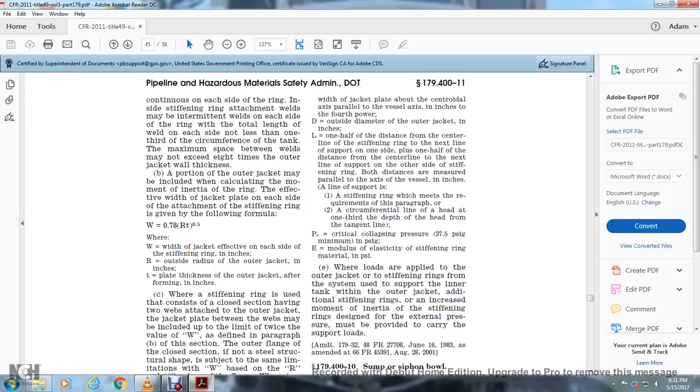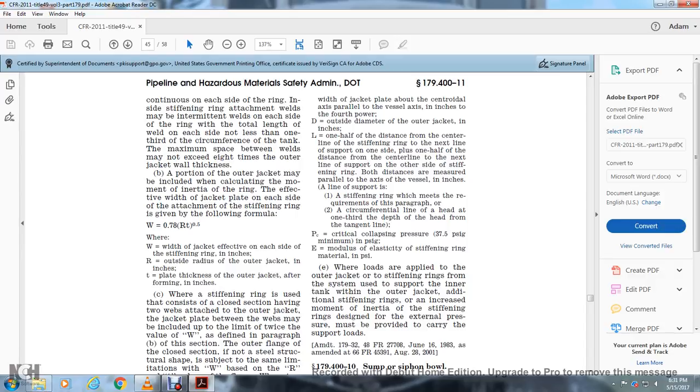D, the outside diameter of the outer jacket. L, one half of the distance from the center line of the stiffening ring to the next line of support on one side, plus one half of the distance from the center line to the next line of support on the other side of the stiffening ring. Both distances are measured parallel to the axis of the vessel in inches. A line of support is part of the stiffening ring which meets the requirements of paragraph 2, the circumferential line over the head at 1/3 of the depth of the head from the tangent line. P equals the critical collapsing pressure of 37.5 psi gauge minimum. E, modulus of elasticity of the stiffening ring material in psi.